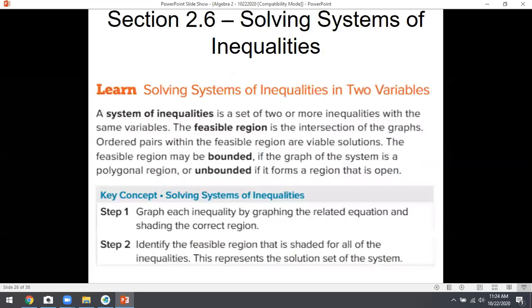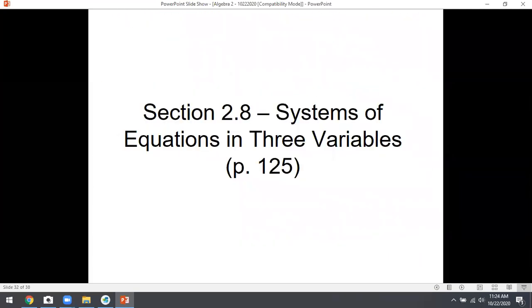We are doing section 2.8. We're getting close to the end of this unit. Every one of these units has a lot of stuff in it, doesn't it? Test will be coming up soon. Not this week, not next week, but probably the Tuesday after that or something.